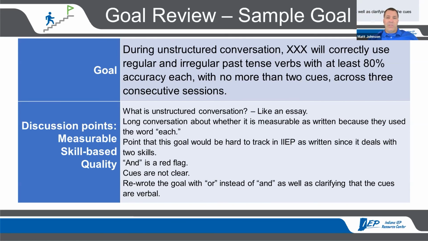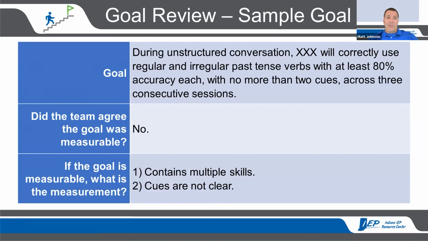Cues aren't clear, so when we use cues in there, specify if it's verbal, visual, that kind of thing. So that's what we look for here: the given that was mentioned, the skill, and then how we're going to know what the measurement is going to be. What's it going to look like? So the team agreed this is not a measurable goal. Ultimately, it contains multiple skills, and it's not clear what I'm supposed to do to measure as far as cues there.